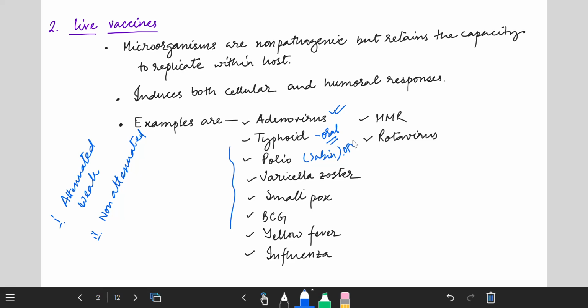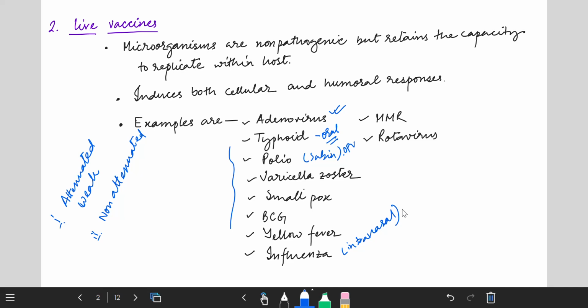Others are varicella zoster, means chickenpox, smallpox, BCG vaccine, yellow fever vaccine, influenza vaccine, which is given mainly by intranasal route, MMR, mumps, measles, rubella vaccine, rotavirus vaccine, etc. So these are the two main types of vaccine: live attenuated or live non-attenuated vaccine, and killed or inactivated vaccine. These two vaccines are very important.